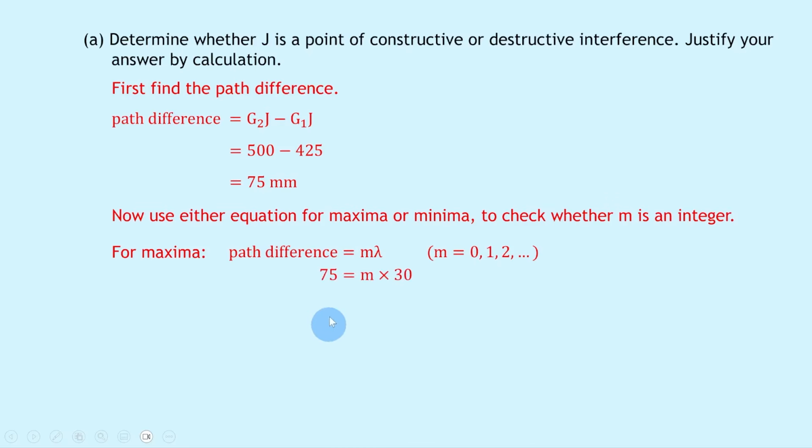And the path difference we just worked out was 75, so that's equal to m times 30, where 30mm is our wavelength from the question. And if we divide both sides by 30, we get m equals 2.5. And this doesn't make sense because we said that m should always be an integer.